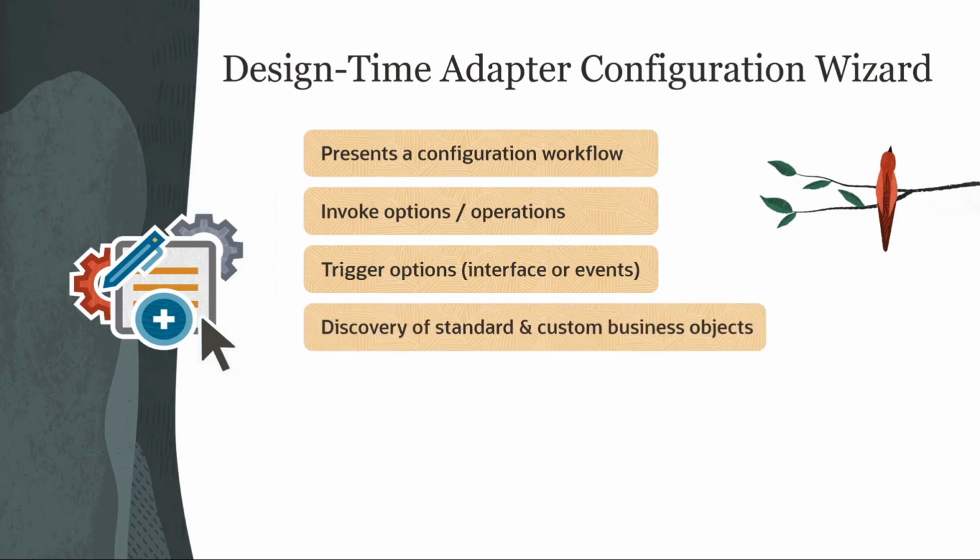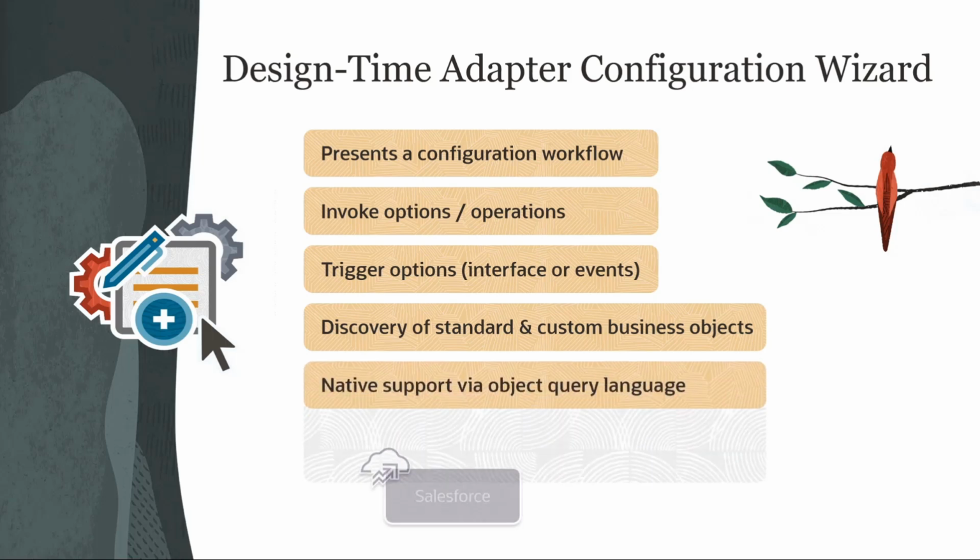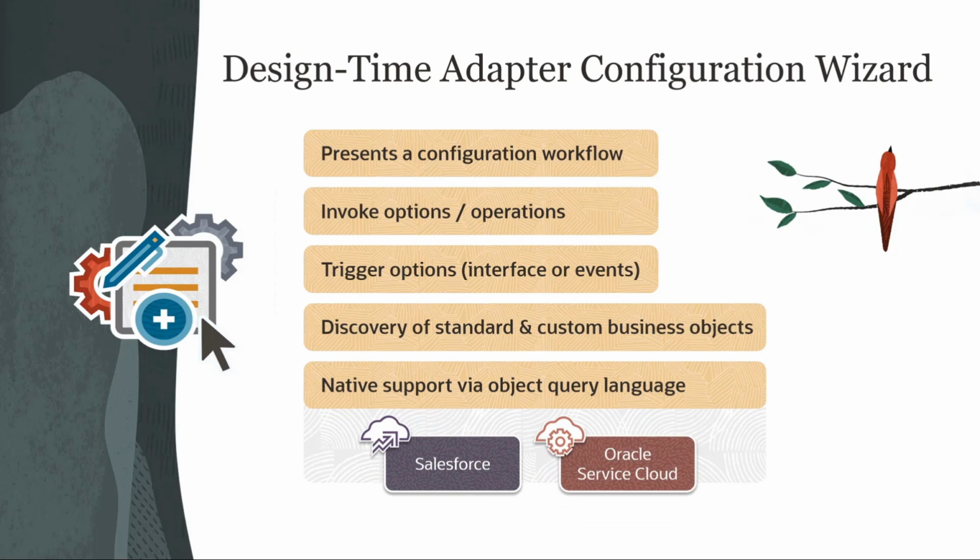For SaaS applications, the development experience is simplified and streamlined by providing a graphical business object catalog that enables you to natively browse, search, and select one or more business objects of interest without necessarily needing to understand the technical details. And for applications that have their own native query language, for example, Salesforce or Oracle Service Cloud, the Adapter Wizard provides that support as well.